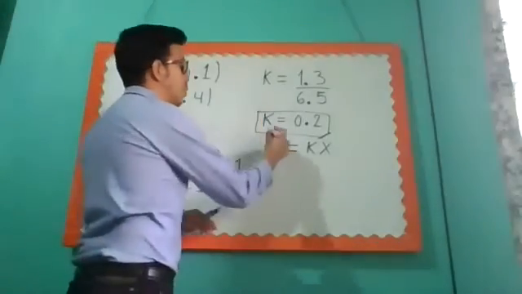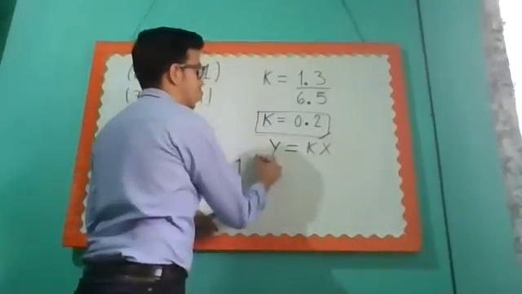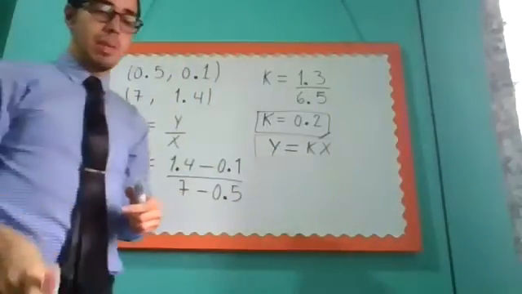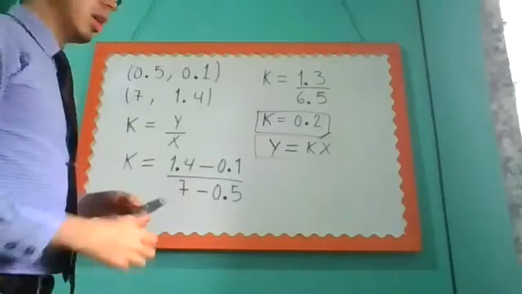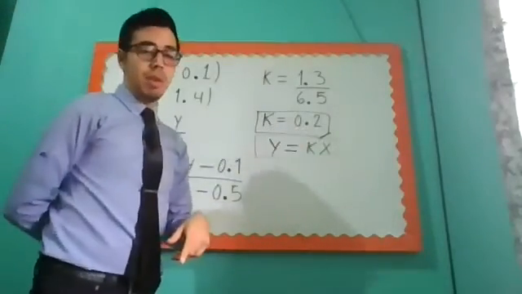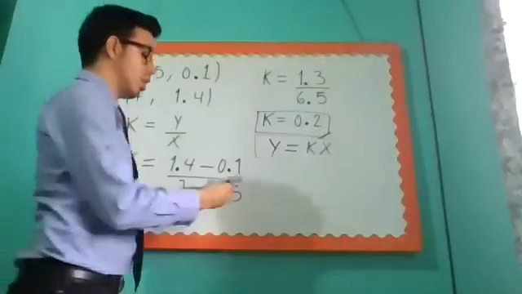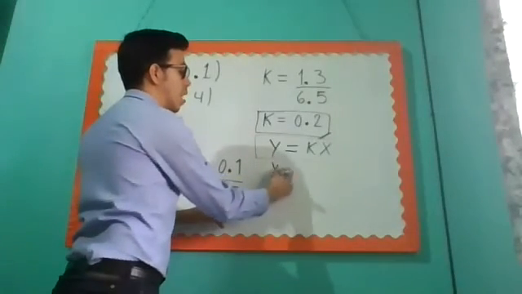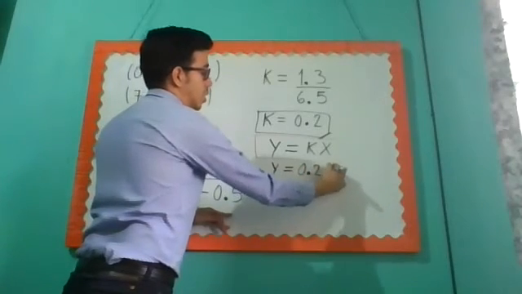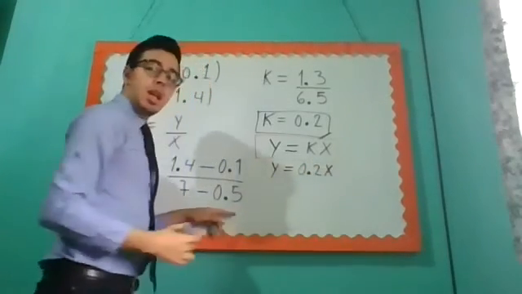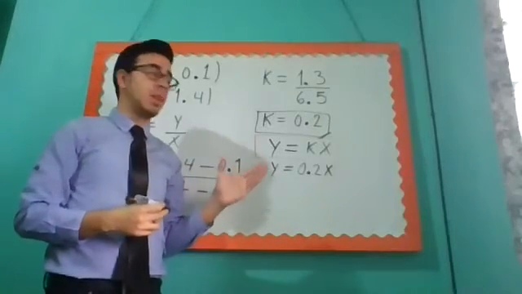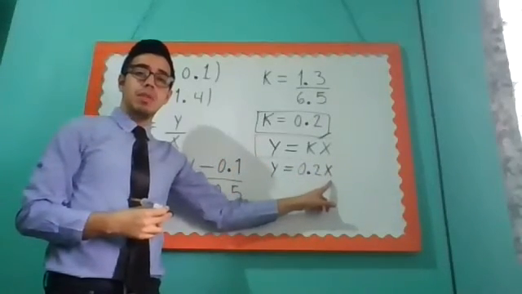So to identify one point in this equation, what is the first step I need to do? I need to remember that now k is 0.2. So I'm going to change that: y is equal 0.2 x. And I need 1 point to obtain. To obtain 1 point, I need to give one value for x.